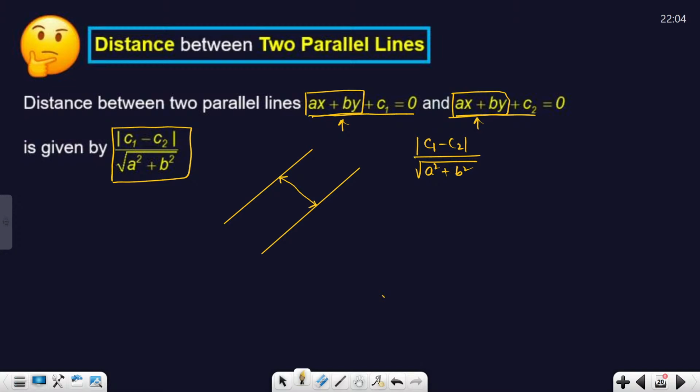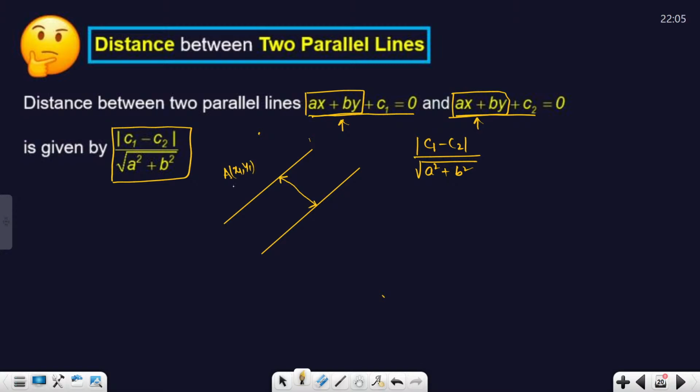Is it clear? Now, if you want the proof, I can show you the proof, but it is not required. Still, I'm telling you how this proof comes. Let me take any point, let us say A over here, which is (x1, y1).